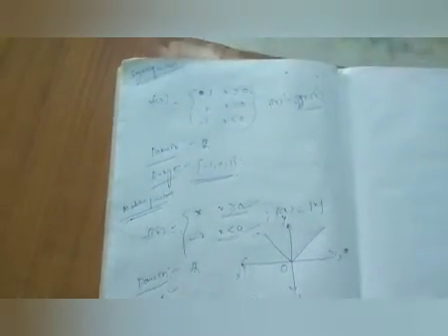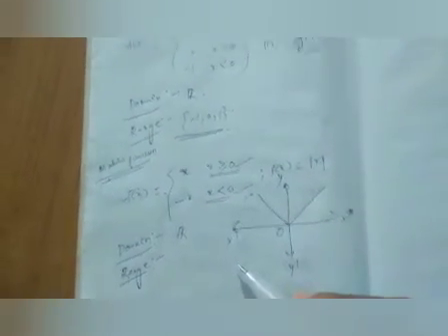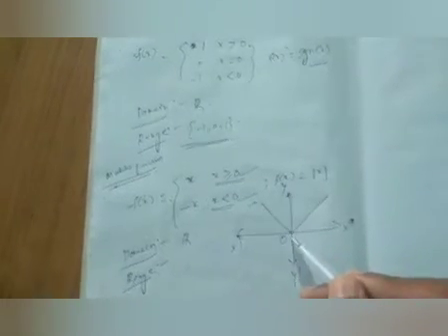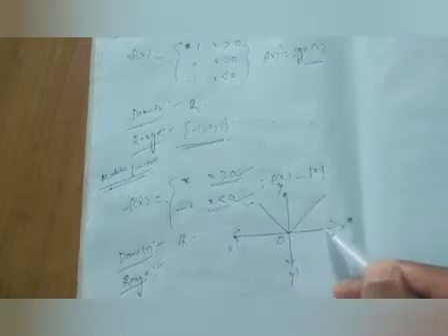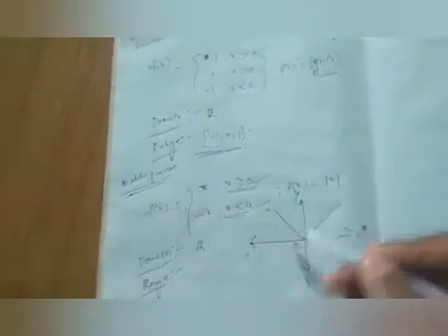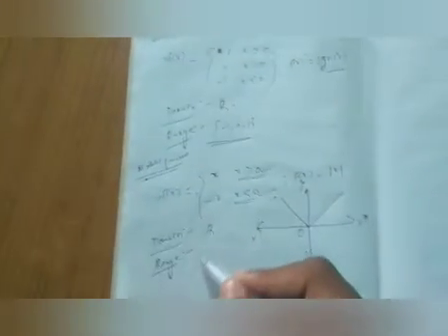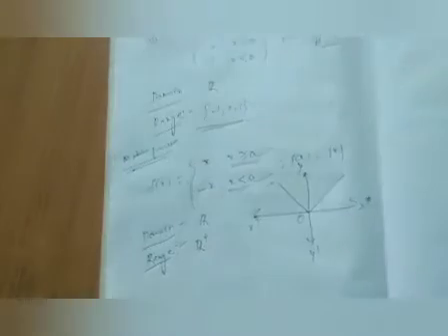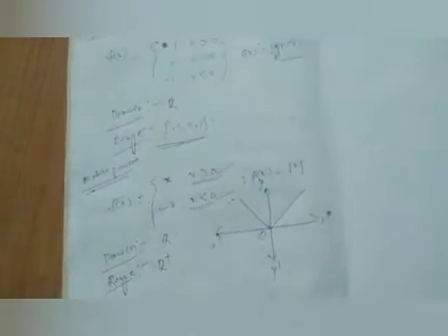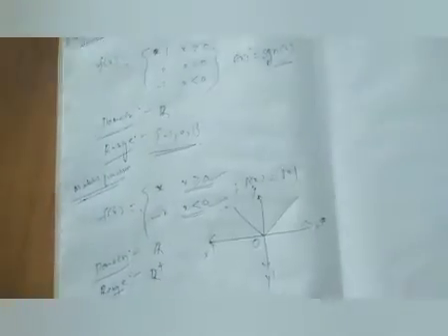So the set of output values are all positive. By taking any number on the x-axis, the result is always positive. So the range is the set of all positive real numbers, right? So this is how we can find the domain and range of the functions, right?